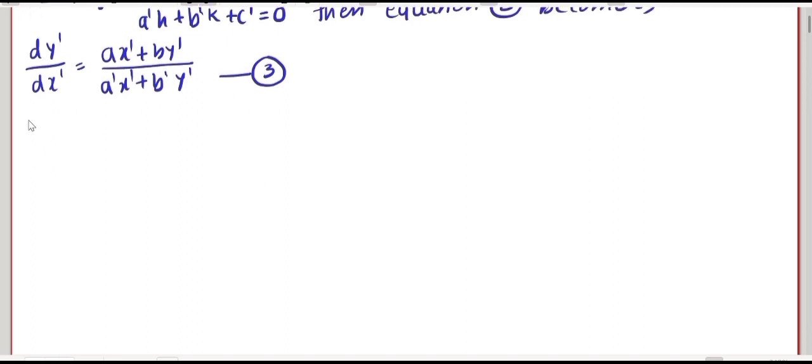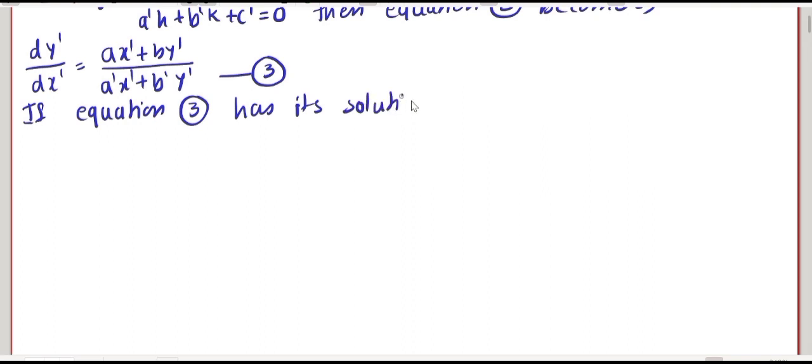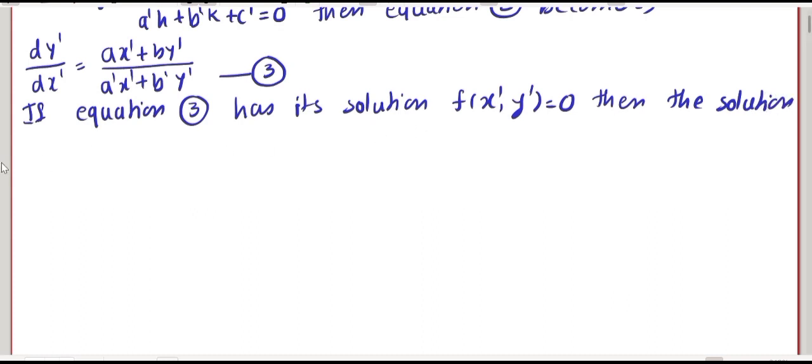After solving this, we get the solution. If equation 3 has its solution f of x dash, y dash is equal to 0, the solution of this equation 3, then we can find the solution of equation 1.